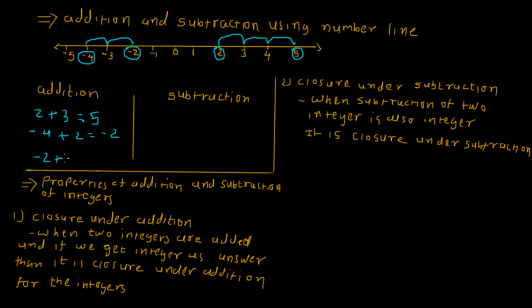Okay, let's do another example. -2 plus 2. Okay guys, we have -2 here, and we are moving towards the right side from -2. Okay, 1, 2. What is there? It's 0. So the answer will be 0. So addition is done. I hope you guys understand it. So guys, let's do subtraction. Okay, let's take some examples of subtraction and learn.